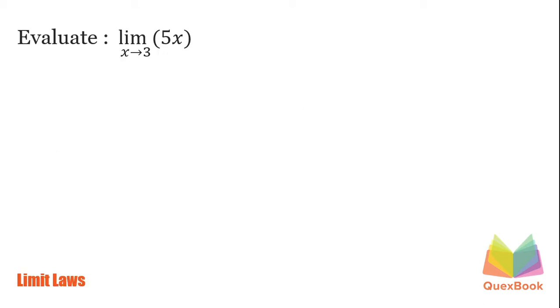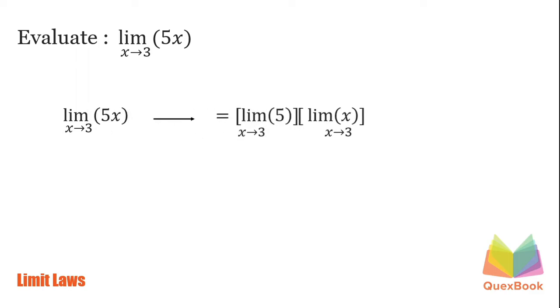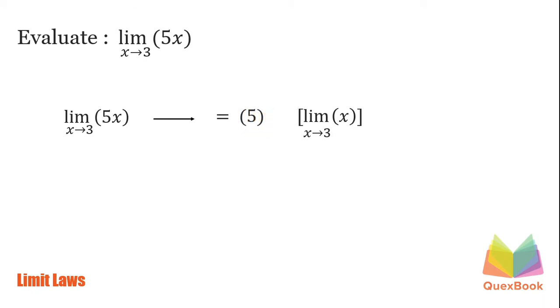We have the limit of 5x as x approaches 3. So here we have two factors, the 5 and the x. Let's take the limit of these factors and then multiply the results later. So we'll be having the limit of 5 as x approaches 3 times the limit of x as x approaches 3. The limit of 5 as x approaches 3, according to our constant law, the limit of a constant is the same value of that constant.